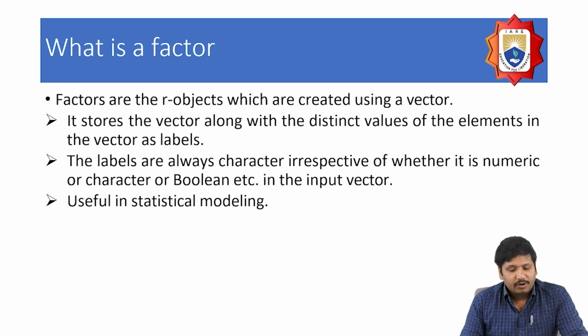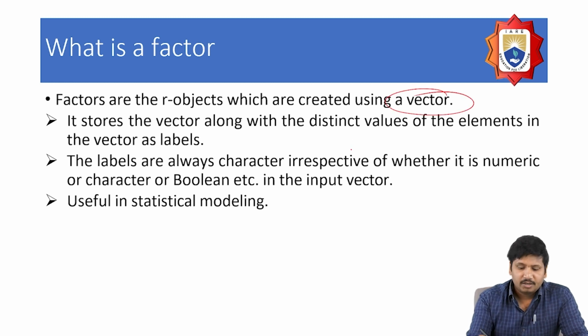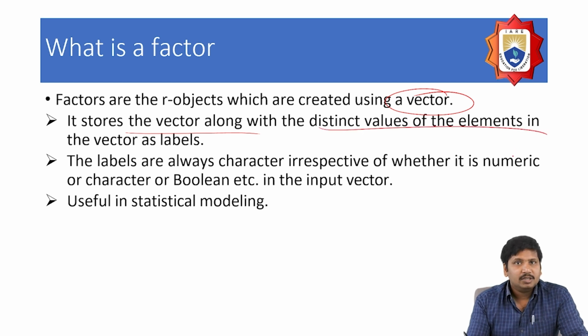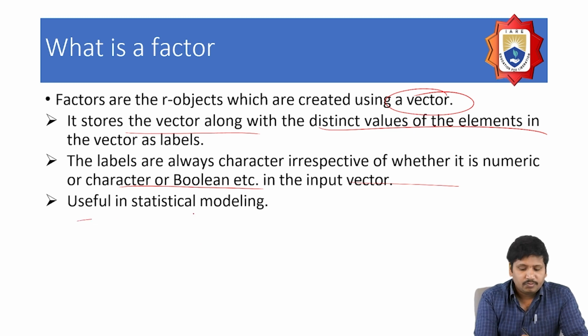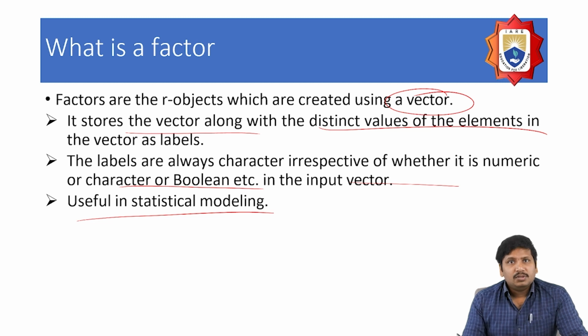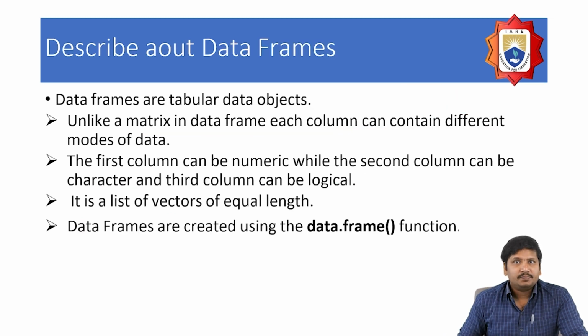What is a factor? A factor is nothing but an R object. It can be created by using the vector or factor function, and it creates a vector along with the distinct values of the elements as labels. All these labels are characters irrespective of whether the input is integer, numeric, or character, and it is useful in statistical modeling. It stores the vector along with the distinct values of the elements, and the input vector can be numeric, character, or boolean, and is useful in statistical modeling.